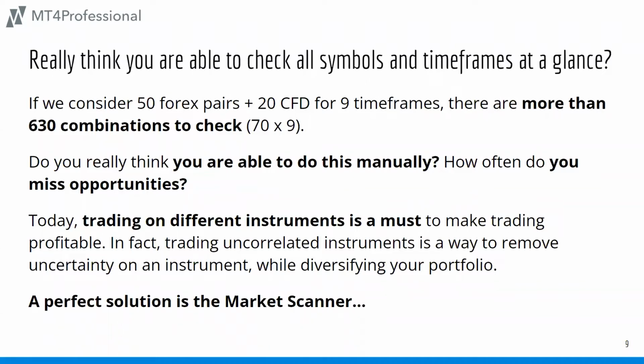So say you look at all of the symbols that are available to you on the platform. On MT4, there are 54 FX pairs, 20 CFDs, and 9 different time frames. If you do the math, that's 630 different combinations. Now, do you think that you can go through and find all 630 of those when they're ready to trade and set up? Most people can't do that, but a scanner can.